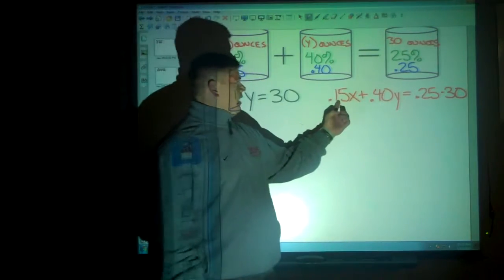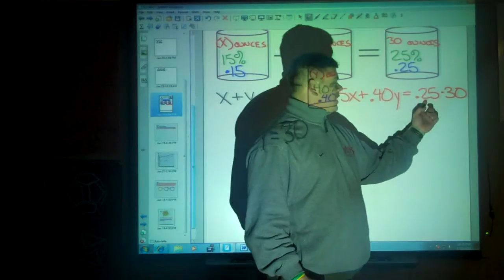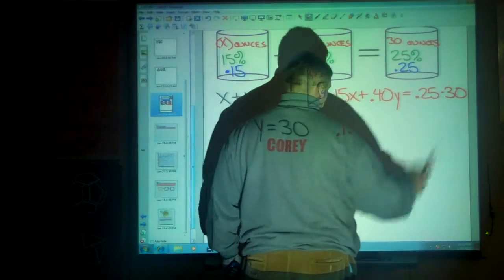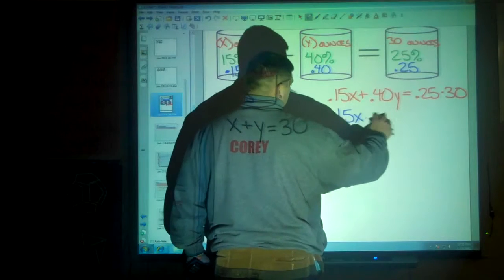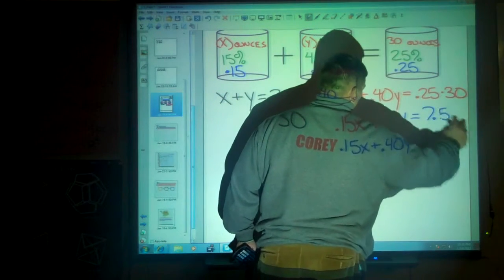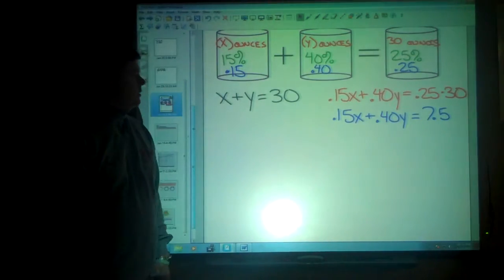This side has got the percent as a decimal times the ounces, percent as a decimal times the ounces. Now you can actually simplify 0.25 times 30 so that you have 0.15x plus 0.40y equals 7.5. A quarter of 30 is 7.5.